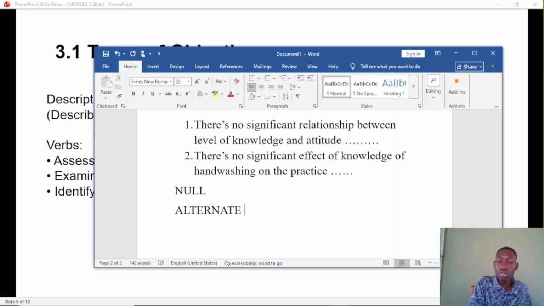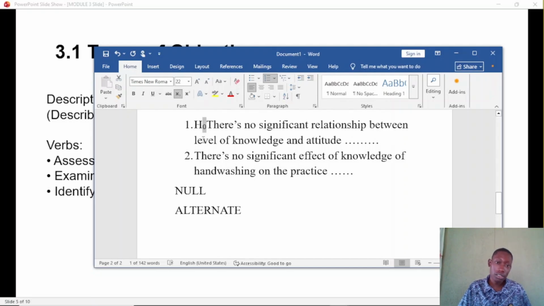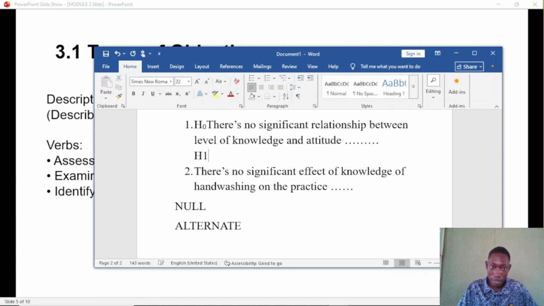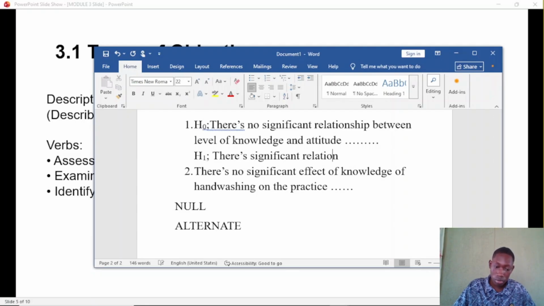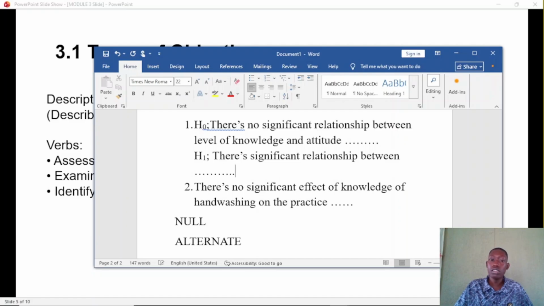Null means it does not exist. Alternate will be it exists. So to write your alternate hypothesis, most of the time we call the null one H null or H0. You must have seen it before. We write it as H, like this, while your alternate will now be H1, a subscript like that. So your H1 will now be: there is a significant relationship between, like that.